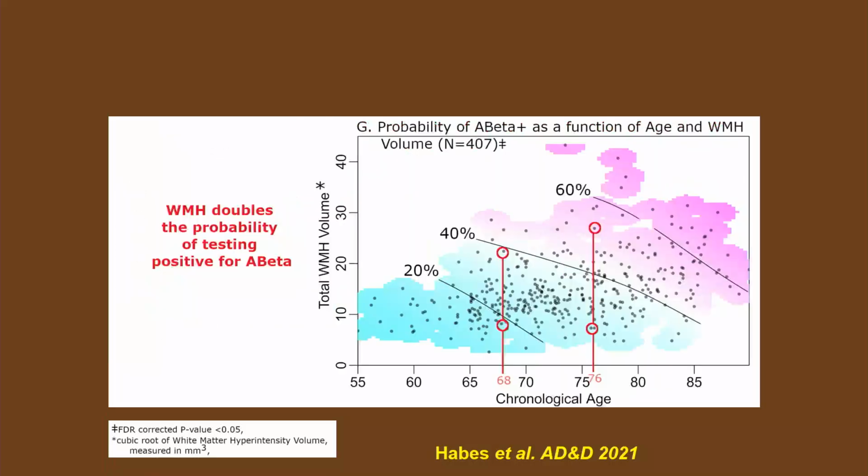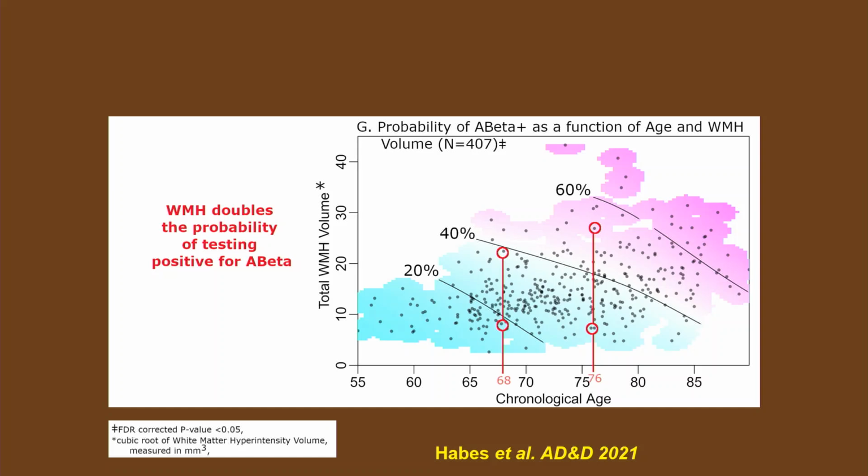One very exciting finding that I'm bringing up today is that having white matter hyperintensities would double the risk of testing A-beta positive. So we have taken people who have A-beta positivity either measured with PET or CSF from iSTAGING, and this data is from healthy individuals.